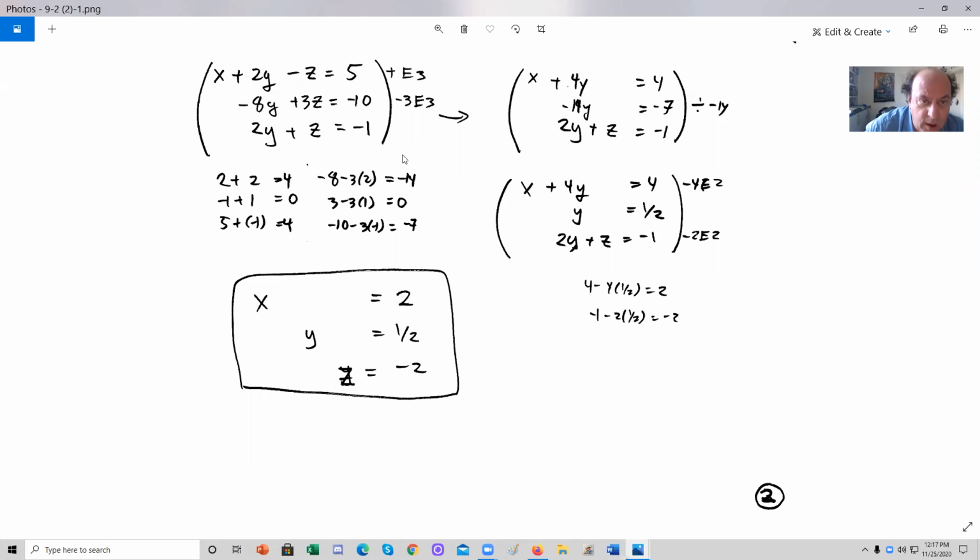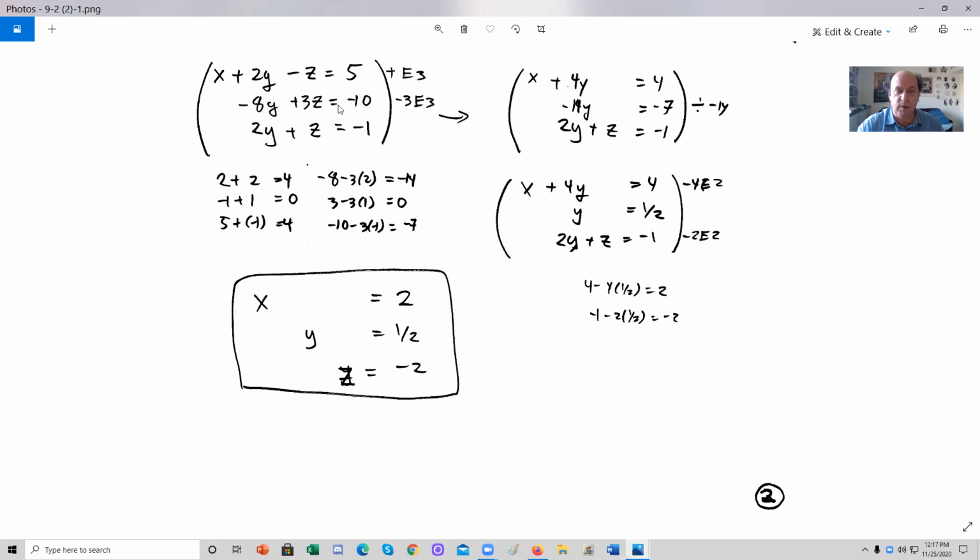Anyway, 2y - z = -1. So we can use this z to clear away this 3 here and this minus z here. We add one of equation 3 to equation 1. x remains x. 2y plus 2y is 4y. Minus z plus z is a 0. And 5 plus negative 1 is a 4.